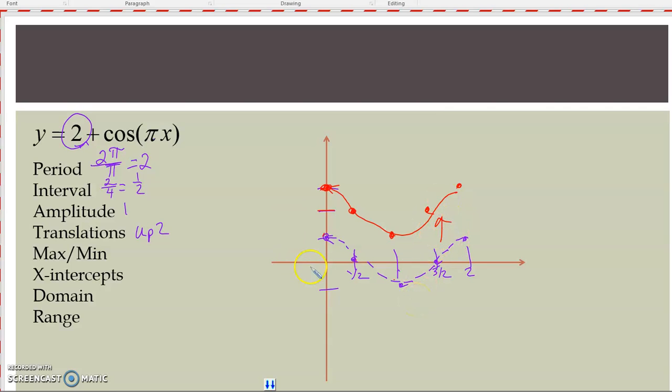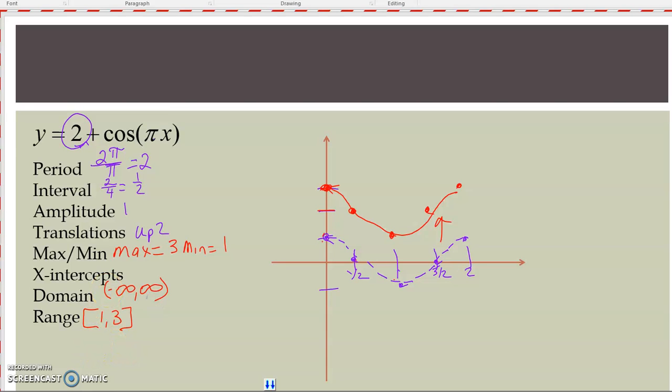We did change the intervals as well. So our max is now 3. Our minimum is now +1. So that changes our range from 1 to 3. We did not cross x. We went away from the x-axis, and our domain is all real numbers.